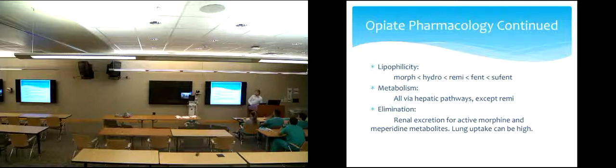Renal excretion for the various metabolites. Meperidine shows up a lot on tests, even though we don't use it very much anymore. So if you see meperidine as an answer on there, and it's kind of a weird question, it probably is the right answer. It causes seizures. It has issues with certain metabolizers. Breastfeeding. That's right. Yeah. So it's kind of the oddball.